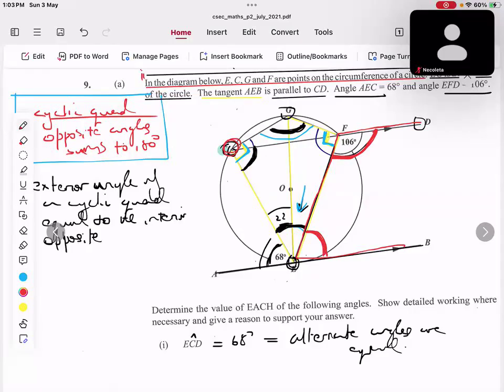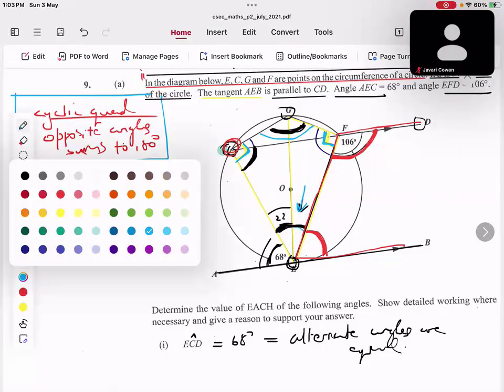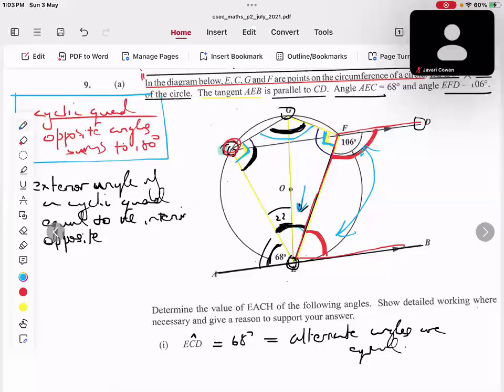So I can start off by saying angle... Sir, yes, sir. No, it doesn't matter. Remember, the Z angles are equal, but co-interior angles add up to 180. So if it's the Z, it's equal. But if it's the co-interior, it adds up to 180. So these two angles right here add up to 180.